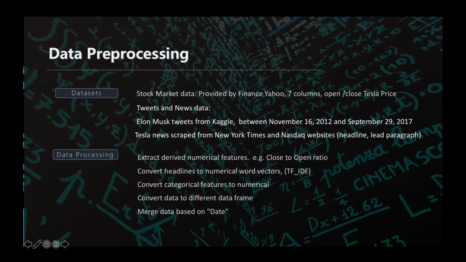And for data processing, I extract derived numerical features, for example close to open ratio. I also convert some headlines to numerical word vectors, and I use TF-IDF. And I convert data to different data frames for future use. And at last, I merge data based on date. And here is a problem. For Sundays or Saturdays, the stock market is closed, but news still exists, and I don't know how to deal with this.